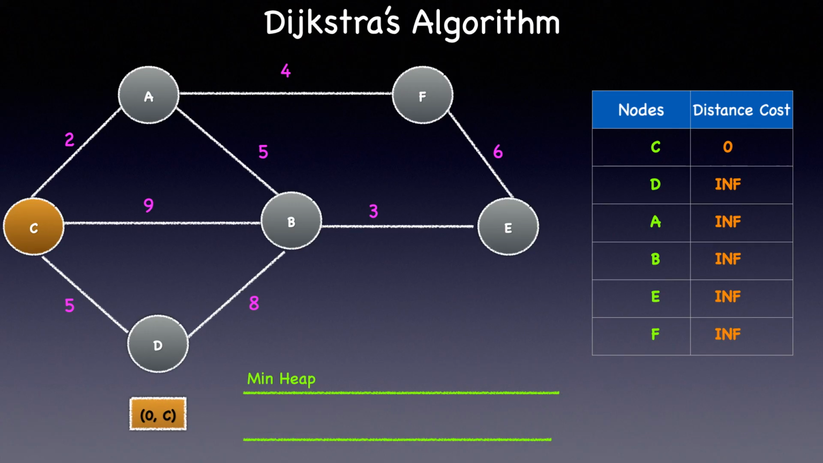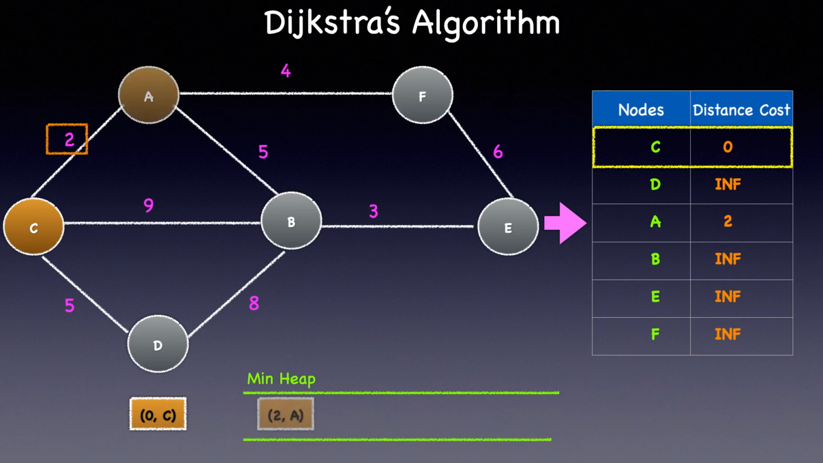Node C is connected to 3 nodes: A, B, and D. The distance between C and A is 2 miles, and the current cost to reach C is 0. Therefore, the total cost to reach A is 2 plus 0, which equals 2. Since 2 is less than A's cost in the dictionary, we'll update the estimate to 2 and heap push it on to the min-heap. Note that the color of node A is changed to orange to indicate that it is discovered. The distance between C and B is 9 miles and the current cost to reach C is 0. Therefore, the total cost to reach B will be 9 plus 0 equal to 9.